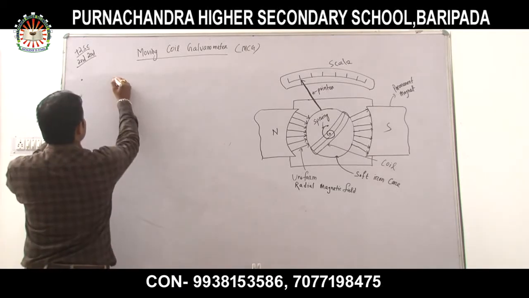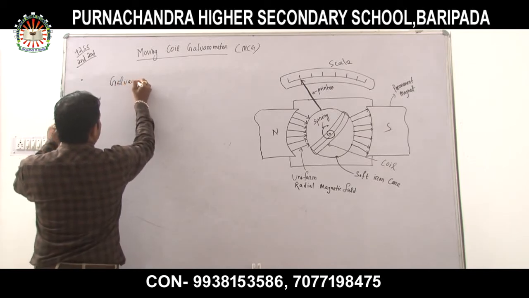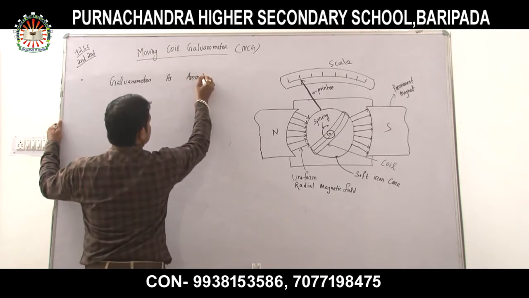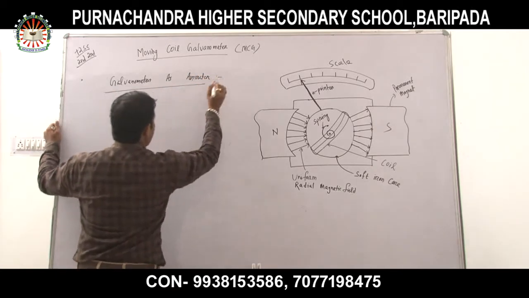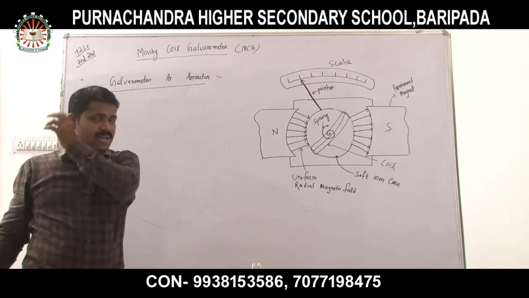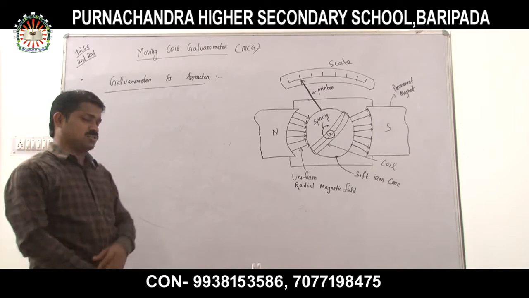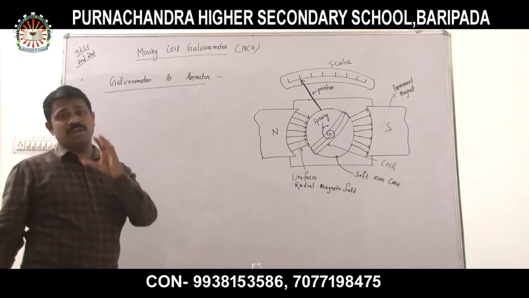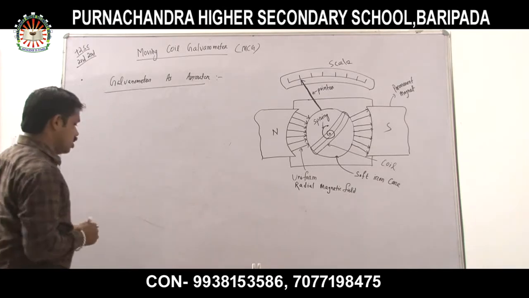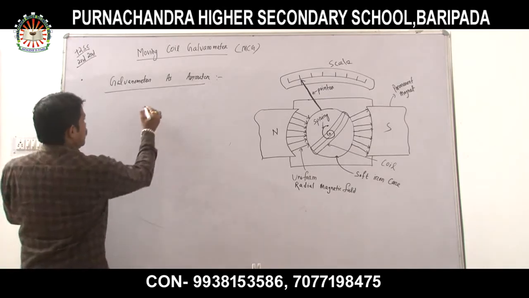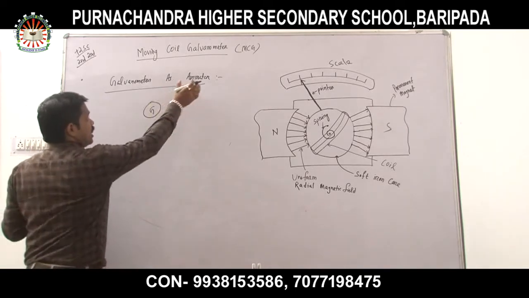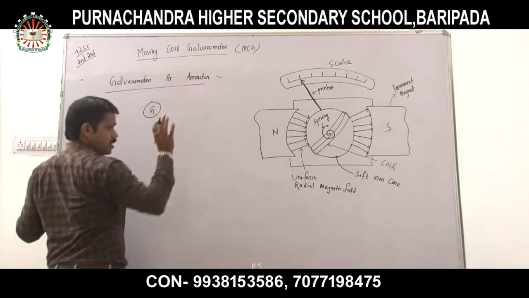So galvanometer to ammeter. Let us know how a galvanometer can be converted or used as an ammeter. What modification will we do in the galvanometer so that it can be used to measure current? So what will we do? Look very carefully. We will first take a galvanometer. Suppose this is a galvanometer G.